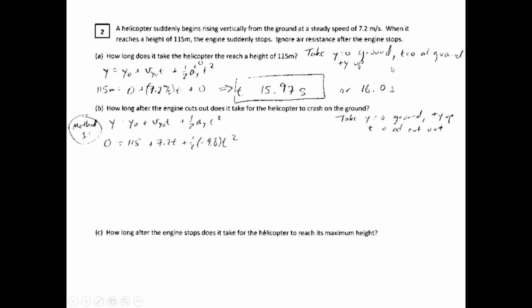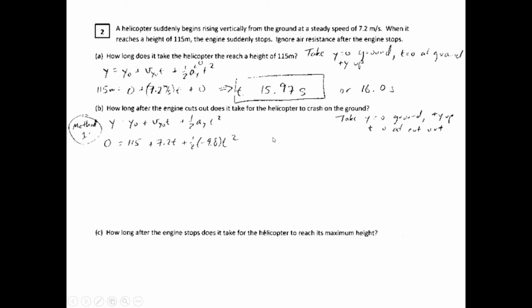So some conventions I'm showing over here on the right-hand side for this. Second time period, we're going to take y equals 0 to be the ground and plus y to be up, just like we did before. But now we're going to take t equals 0 to be defined by the moment at which the engine cuts out. So that says t equals 0 at cutout.